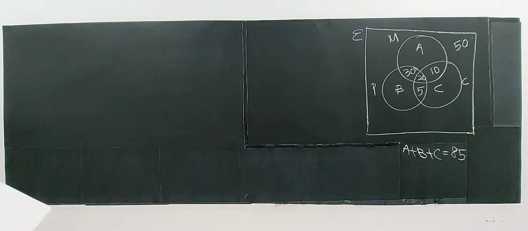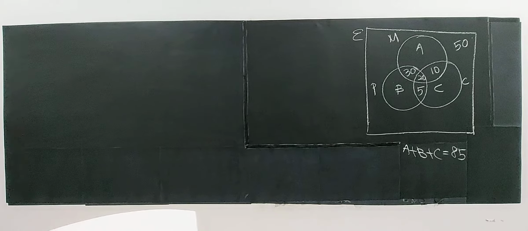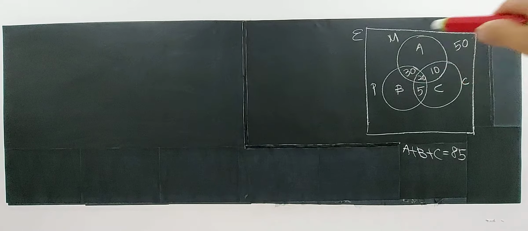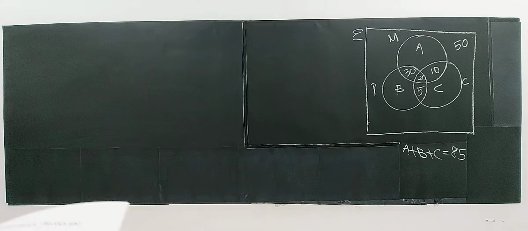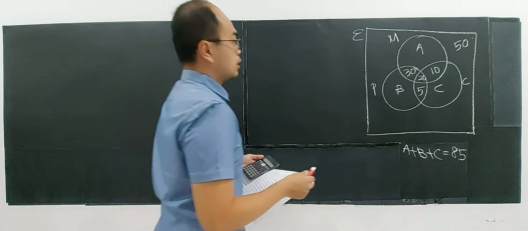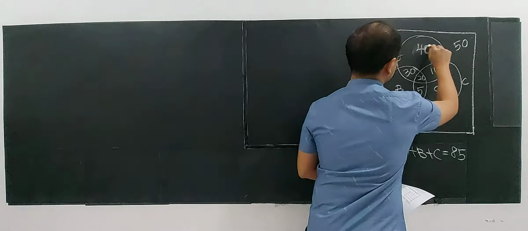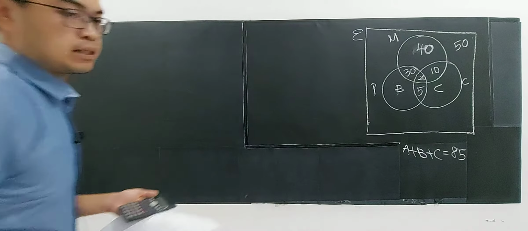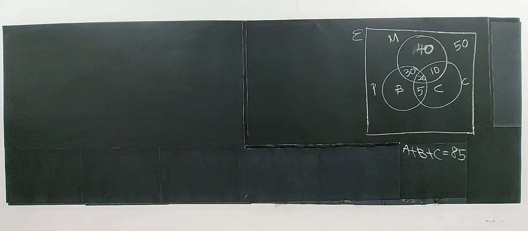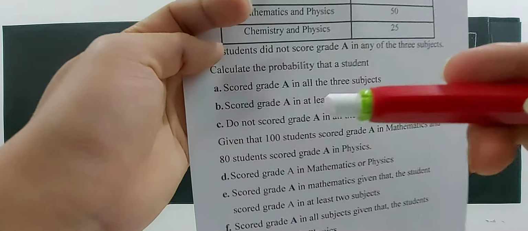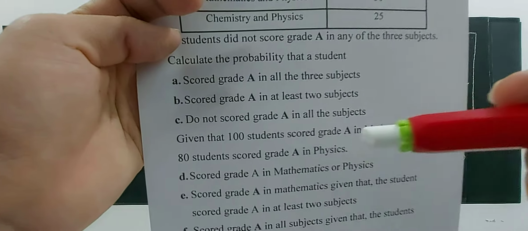From the information given, 100 students score grade A, so you take 100 minus 30, 20 and 10, minus these 3 numbers here. Then you will have 40. This means you have 40 students that score only in mathematics.